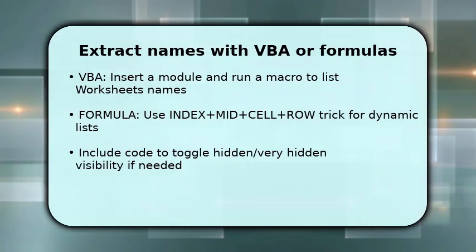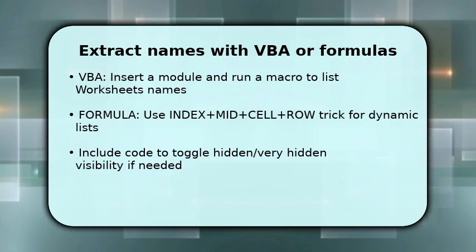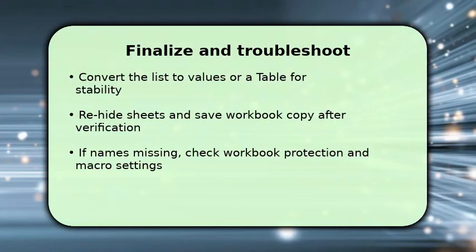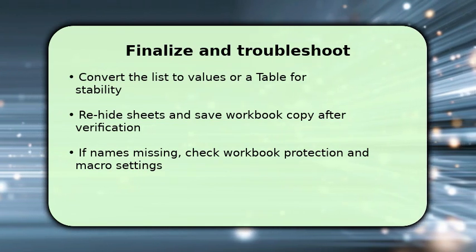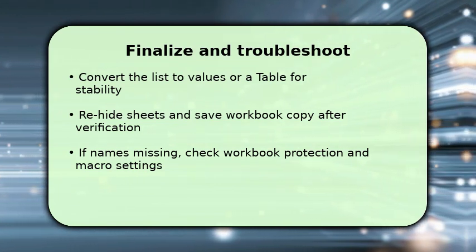Both approaches, you finish by converting the generated list to values or formatting it as a table so it won't change unexpectedly. Once verified, rehide any sheets you revealed and save a workbook copy to preserve your original.